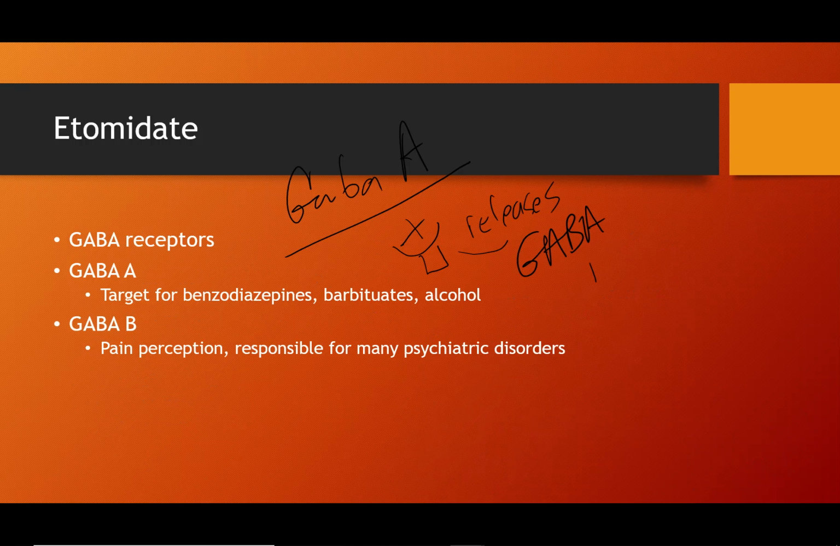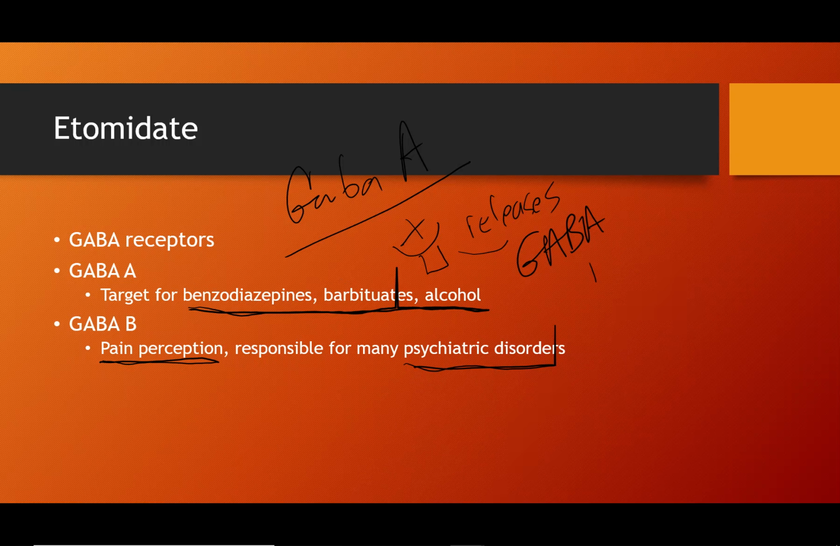So when we talk about sedatives and medications that will calm somebody down, will sedate somebody, you can see why that happens. GABA B, there is also an analgesic effect when we talk about GABA B receptors, and this is the target for some psychiatric disorders when GABA receptors are targeted based on antipsychotics.